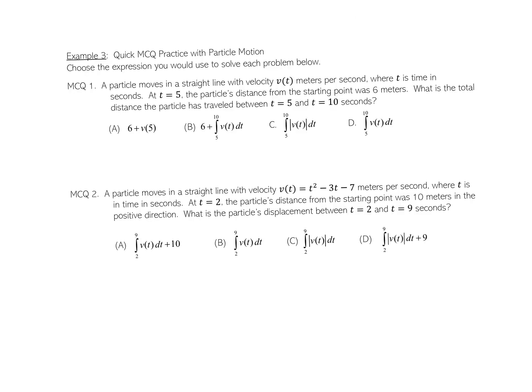All right, so now we're going to do example 3, and you're going to choose the expression that you would use to solve each problem. So a particle moves in a straight line with a velocity v of t meters per second, where t is in time in seconds. At time 5, the particle's distance from the starting point was 6 meters. What is the total distance the particle has traveled between t equals 5 and t equals 10?